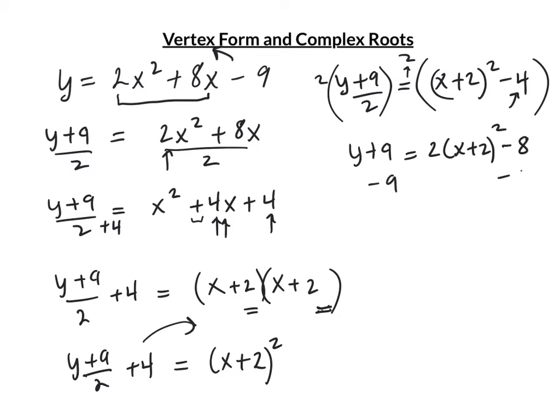Take a 9 off each side. And y will equal 2 times x plus 2 squared minus 17. I now can see that the vertex would be negative 2, that's what makes 0, and negative 17.